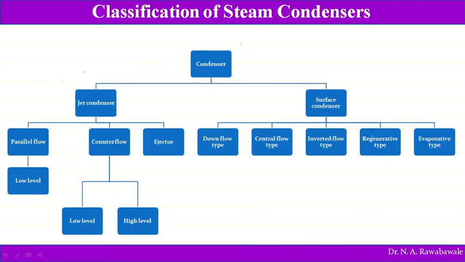Now, condensers are classified in various categories. Broadly, condensers are classified in two categories. The first one is the jet condenser, and the other is the surface condenser. A jet condenser is one where water and steam mix directly with each other. In a surface condenser, water and steam do not mix with each other. There is a barrier between the steam and the cooling water.